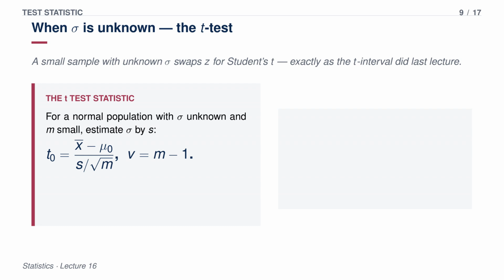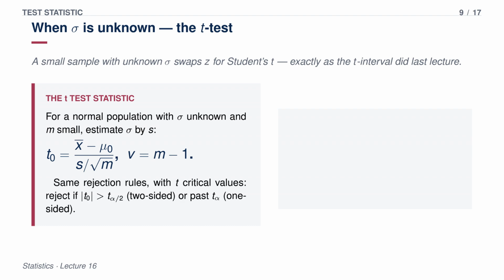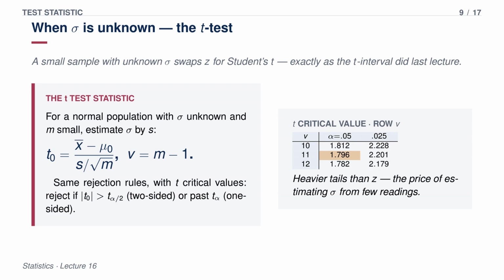If the sample is small and sigma is unknown, we swap z for student's t. Form T-naught, x bar minus mu naught over s over root m, with v equals m minus 1 degrees of freedom. And the rules carry over untouched, just with t critical values instead of z. Reject if the absolute T-naught beats T alpha over 2 for two-sided, or pass T alpha for one-sided. You read them from the t table the same way.